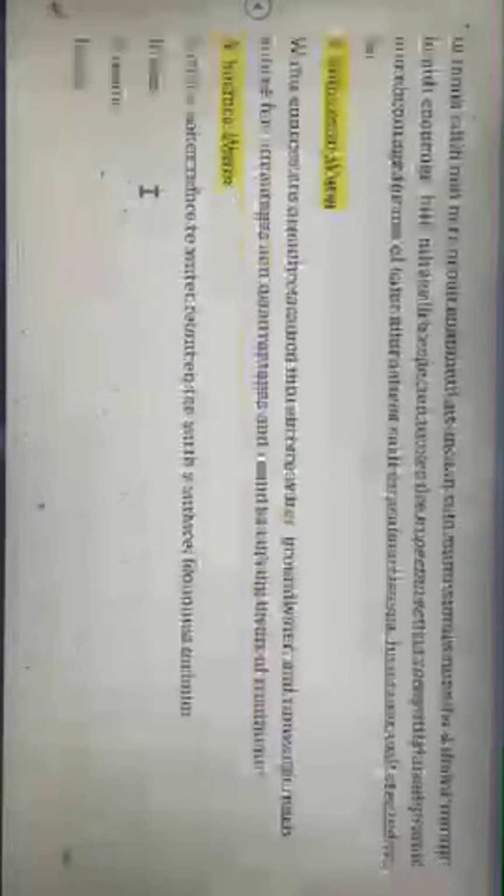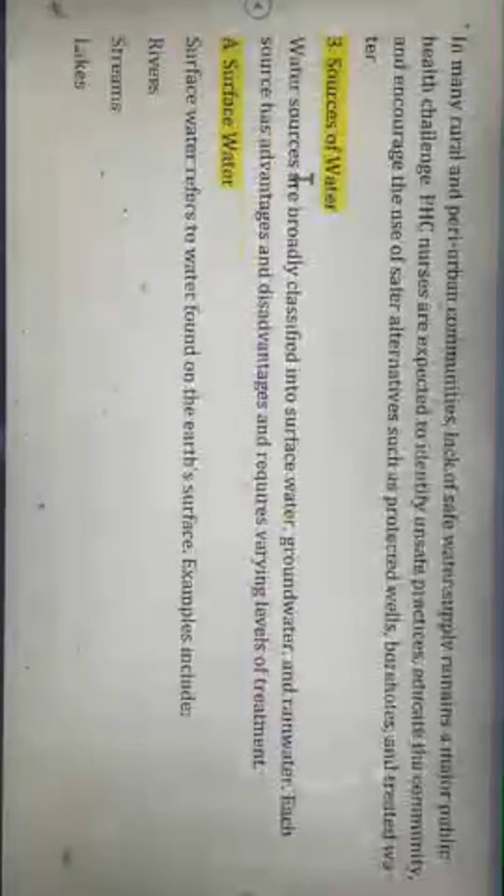Importance of safe water supply. Number one, it prevents outbreaks of waterborne diseases like cholera, dysentery, diarrhea, hepatitis A, etc. It supports food hygiene and safe cooking, promotes hand washing and sanitation, and reduces health care costs. Are we together?